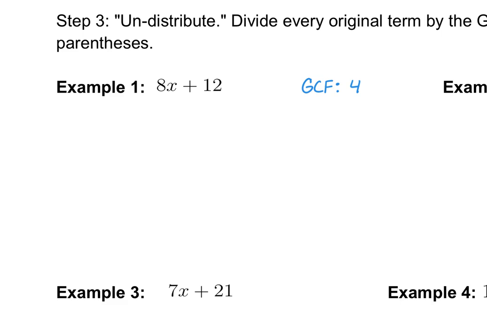So now I'm going to bring that greatest common factor to the outside of the parenthesis, and I am dividing that greatest common factor out of the original terms. So 8x, when I divide 4 out, I would be left with 2x. 12, when I divide 4 out, I would be left with 3. Okay, so this is my reverse distribution. I am undoing that distribution.